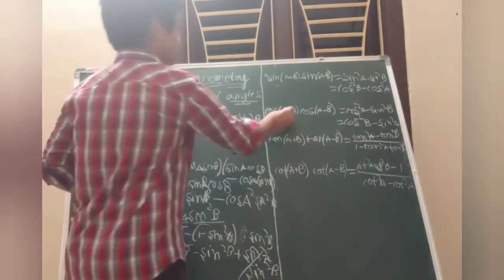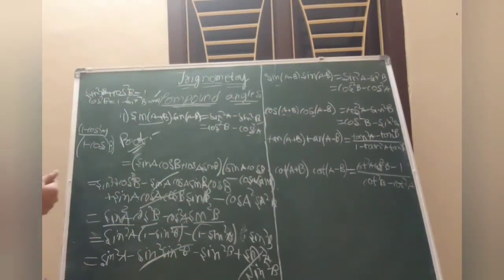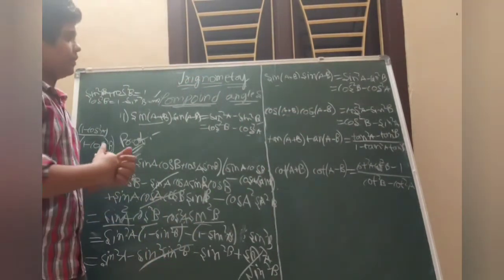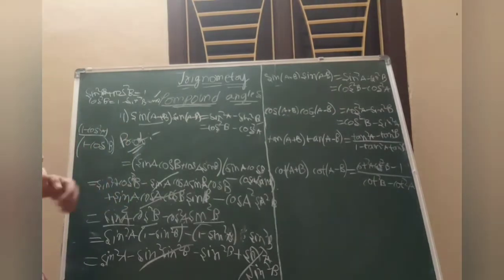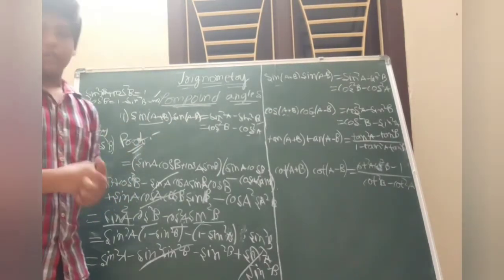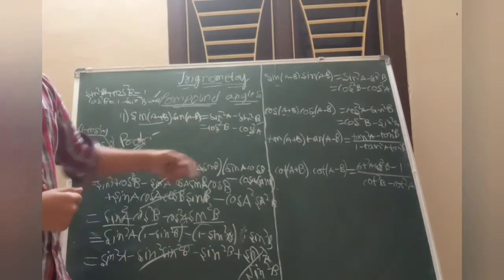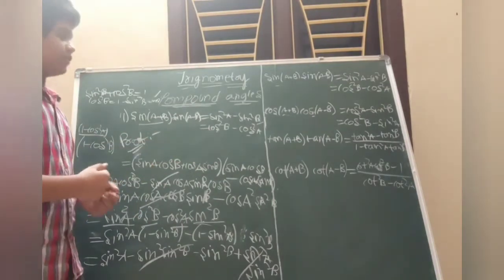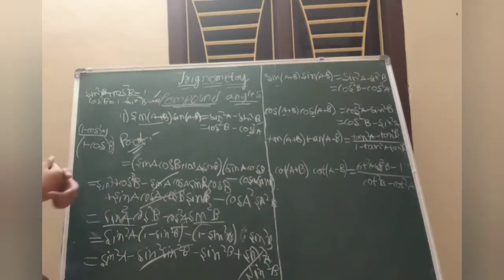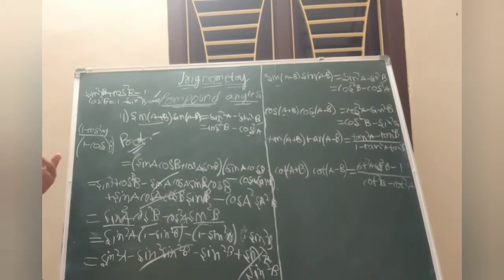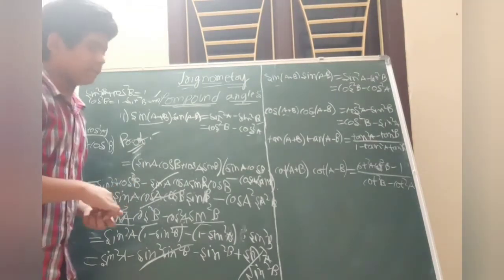In cos of A plus B into cos of A minus B, you have to substitute the value of cos of A plus B and multiply it with the value of cos of A minus B. Similarly, tan of A plus B into tan of A minus B and cot of A plus B into cot of A minus B, you can find their proofs in the similar way.